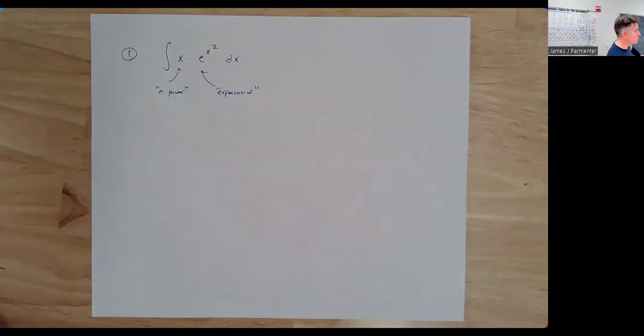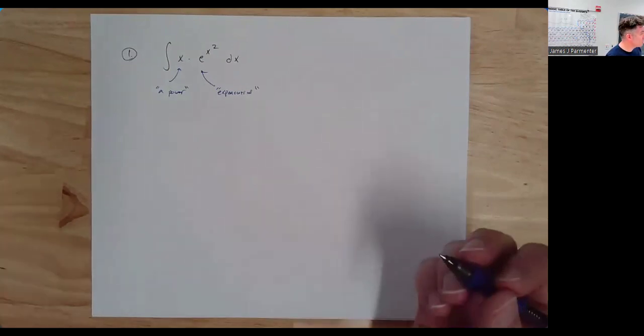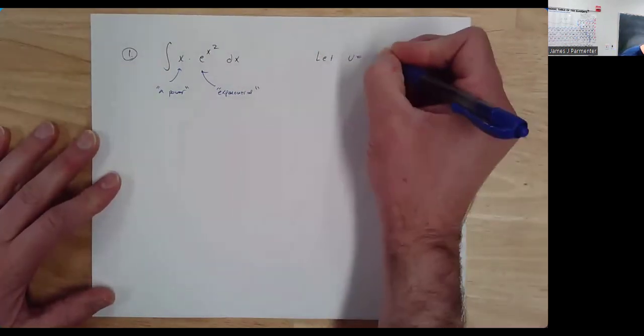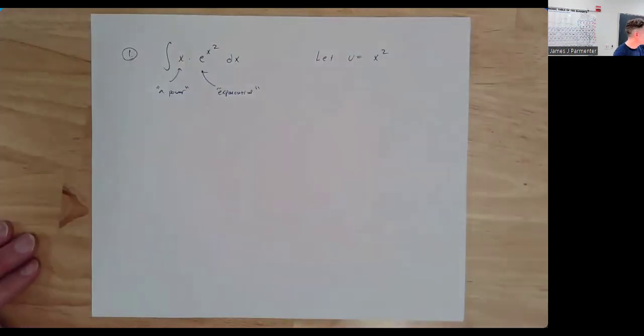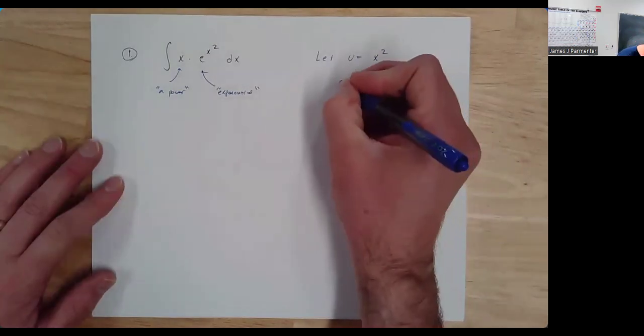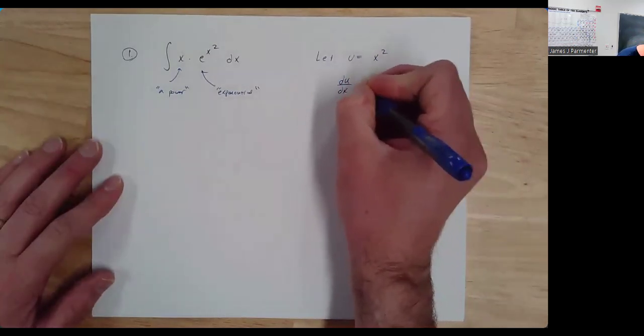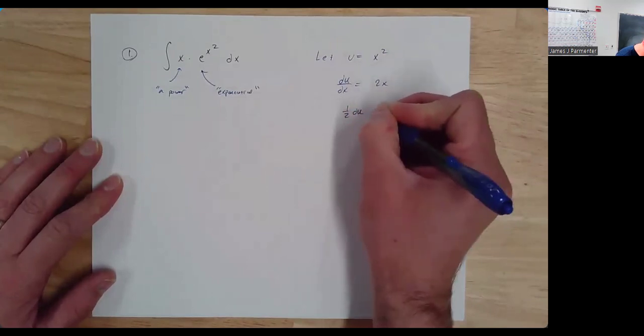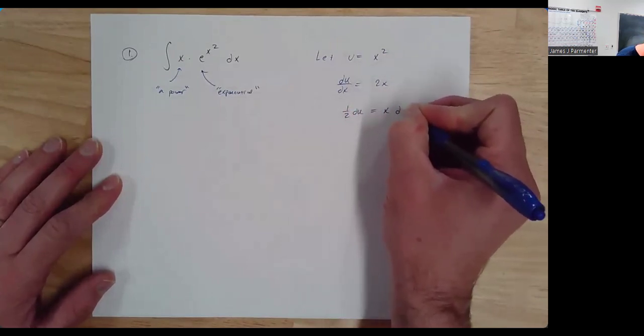I'm going to look for a u sub and see if I can get one. And here it's going to work. So here I'm actually going to be doing a u substitution. We're going to let u equal x squared because it's trapped in the exponent, and also its derivative is what we want it to be. du/dx is 2x, so 1/2 times du is equal to x times dx.